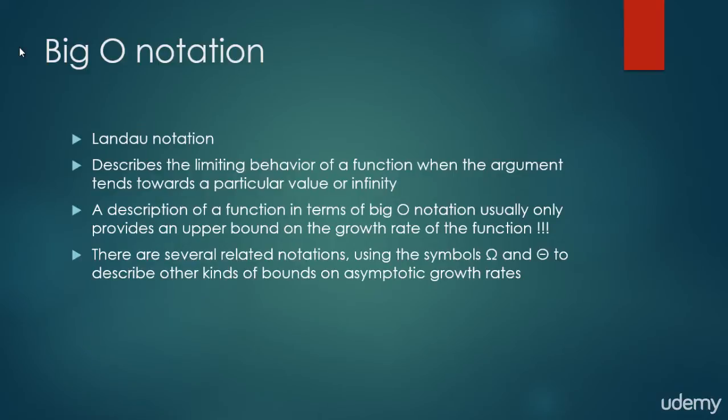The big O notation, or the Landau notation, describes the limiting behavior of a function when the argument tends towards a particular value, or usually infinity. A description of a function in terms of big O notation usually only provides an upper bound on the growth rate of the function, and there are several related notations using the symbols omega and theta to describe other kinds of bounds on asymptotic growth rates. Omega usually denotes the lower bound. The big O notation provides an upper bound.